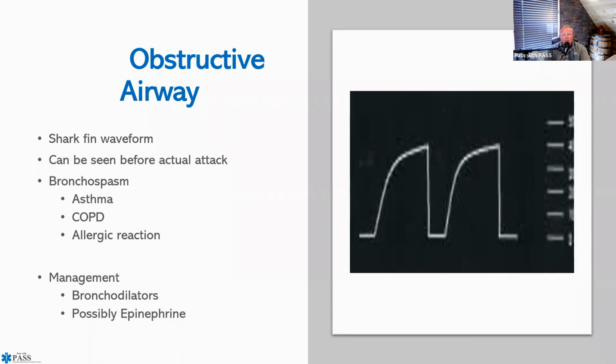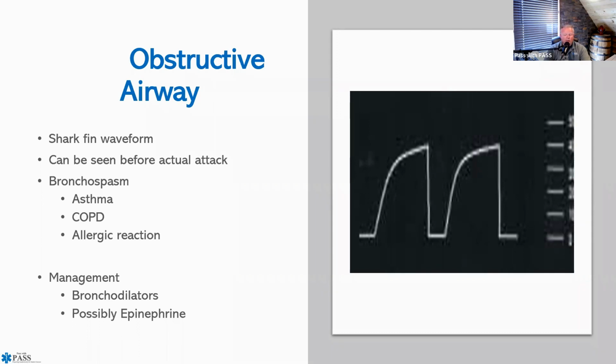So when would we see this? Well, maybe bronchospasm, and in the classifications there, asthma, your COPD, emphysema, or chronic bronchitis, and then allergic reaction or anaphylaxis would fall into that as well. The management is bronchodilators. We got to open up that bronchus so that the patient can have better gas exchange. And if that fails to work or in a severe situation, we may end up giving them epinephrine.